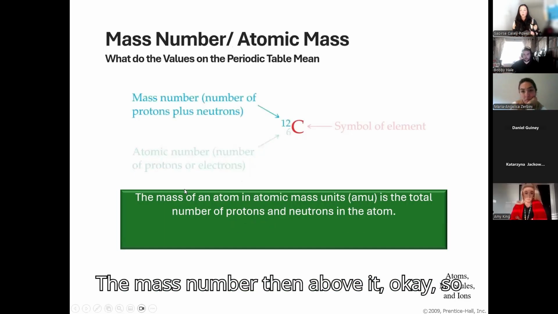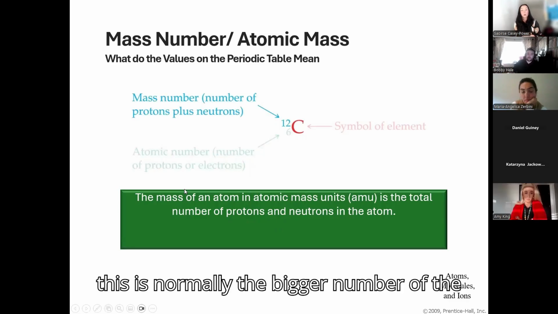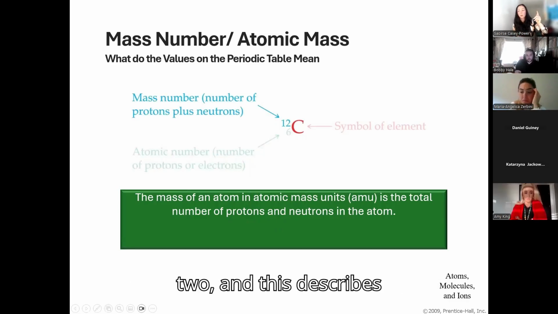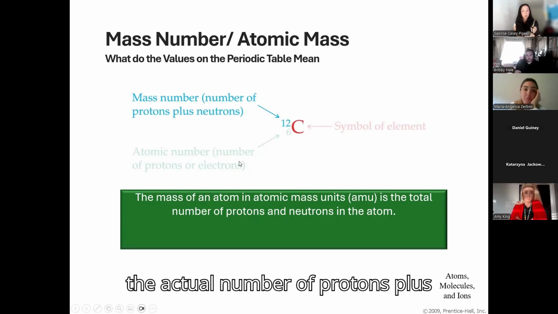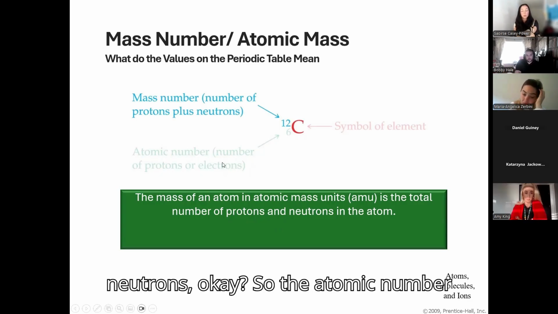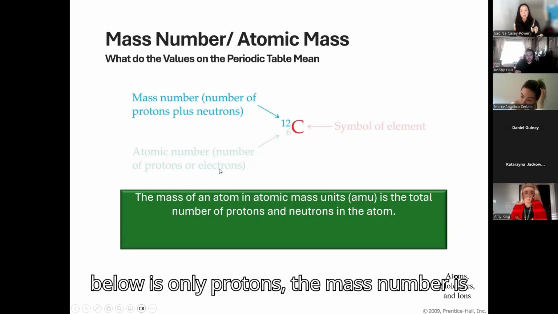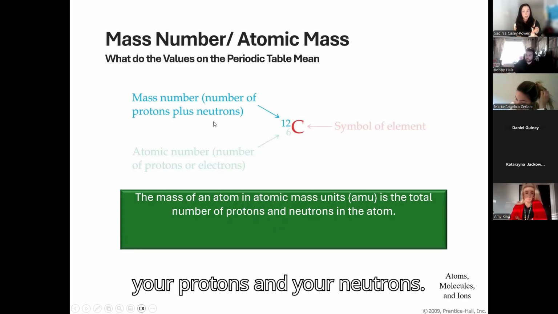The mass number is above it. This is normally the bigger number of the two, and this describes the actual number of protons plus neutrons. So the atomic number below is only protons, the mass number is your protons and your neutrons.